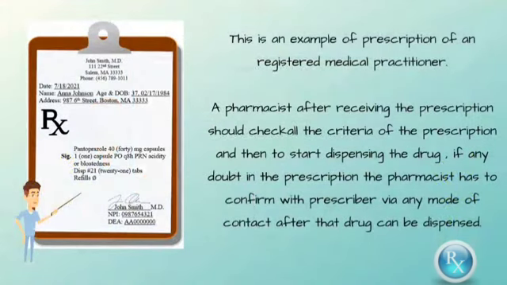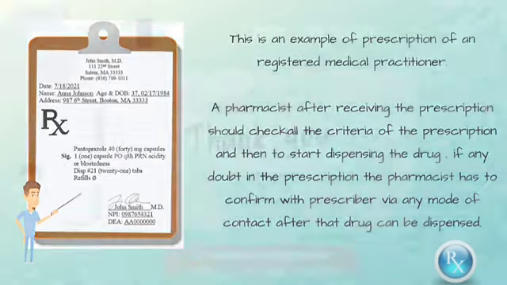And we came to the last part of the video. This is an example of a prescription of a registered medical practitioner. A pharmacist, after receiving the prescription, should check all the criteria of the prescription, and then start dispensing the drug. If there is any doubt in the prescription, the pharmacist has to confirm with the prescriber via any mode of contact. After that the drug can be dispensed.